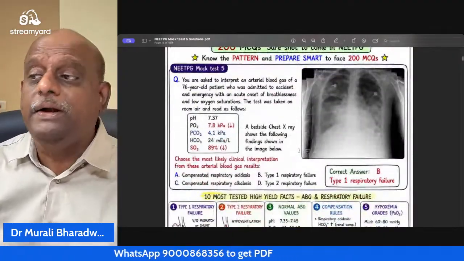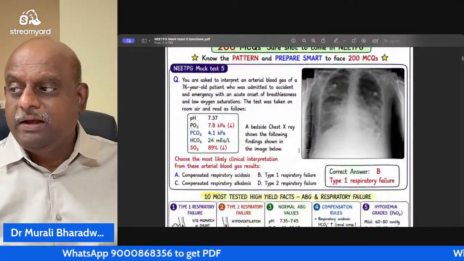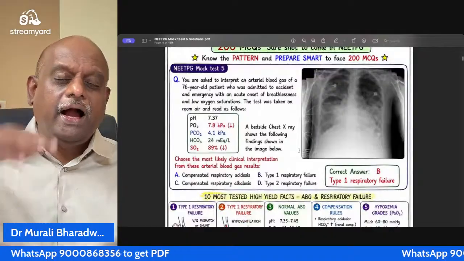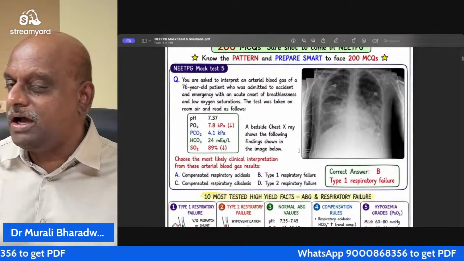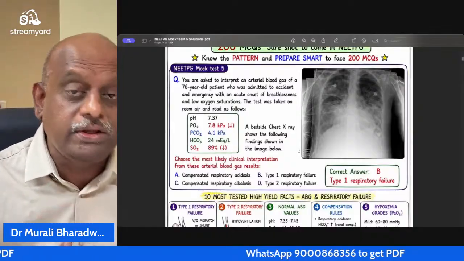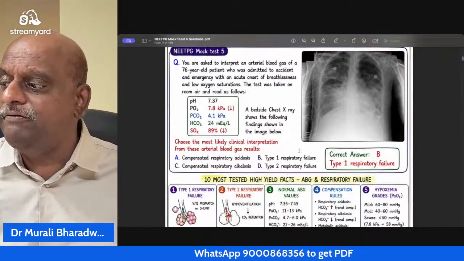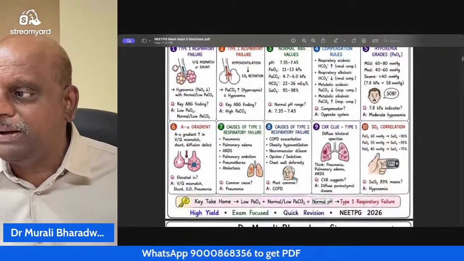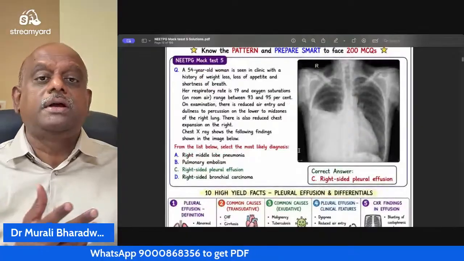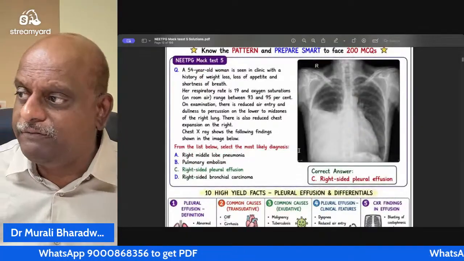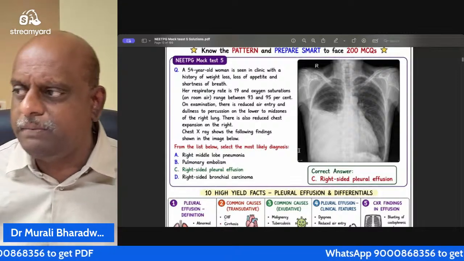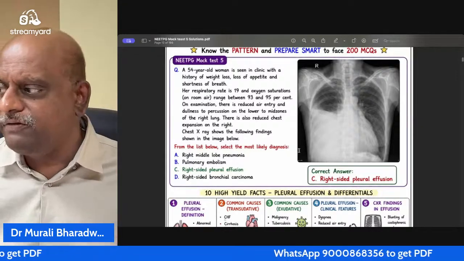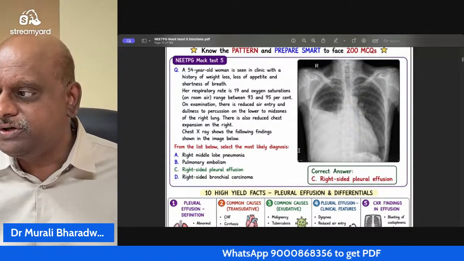You are asked to interpret an ABG. Whenever there is hypoxia with normocapnia, CO2 is normal, low oxygen, you think of type 1 respiratory failure, is what you need to remember. In this, you are seeing a right-sided pleural effusion, which typically will show reduced air entry, dullness on percussion, classical features of pleural effusion.